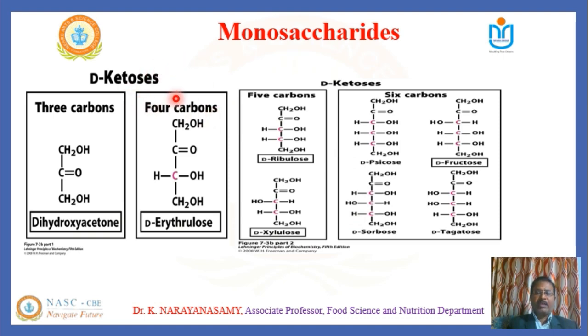D ketoses are there. In that, the 3 carbon ketose is dihydroxyacetone, the 4 carbon is D-erythrulose, and the 5 carbon ketose sugars are D-ribulose and D-xylulose, and the 6 carbon sugars are D-psicose, D-fructose, D-sorbose, and D-tagatose.